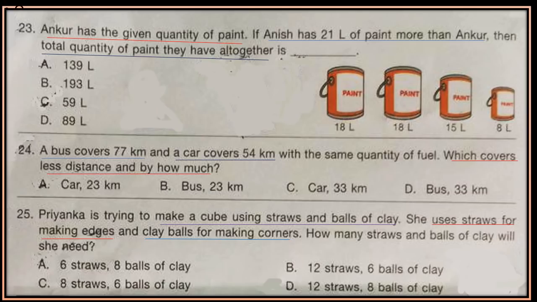Question 23. Ankur has the given quantity of paint. If Anish has 21 liter of paint more than Ankur, then total quantity of paint they have altogether is, now quantity of paint that Ankur has is given in the figure, and Anish has 21 liter of paint more than Ankur. Now calculate total quantity of paint they have altogether.